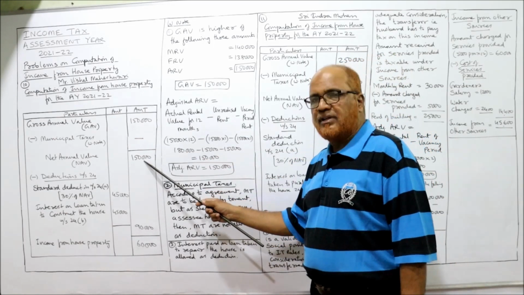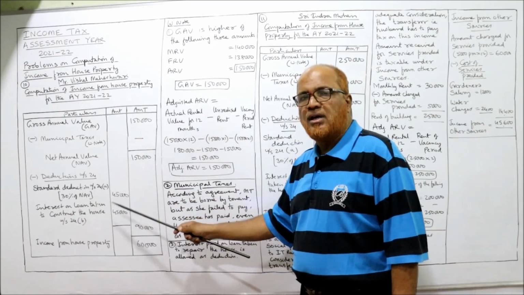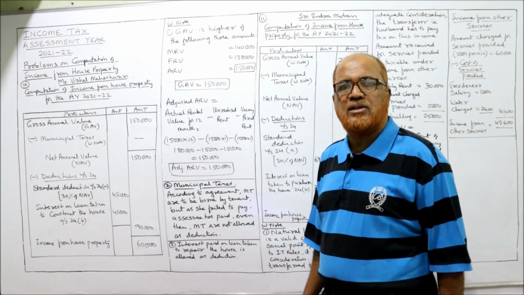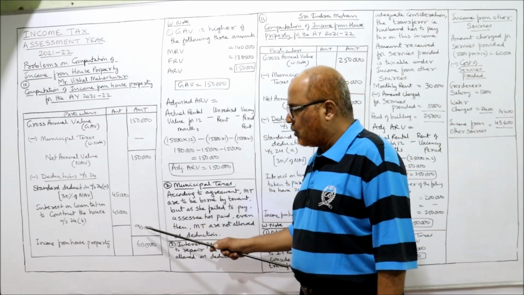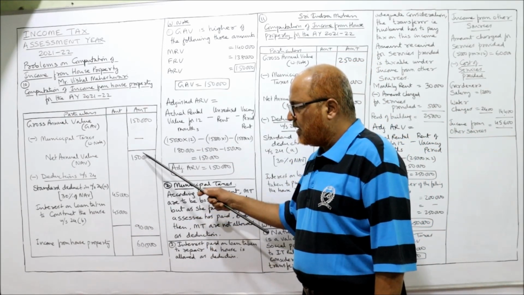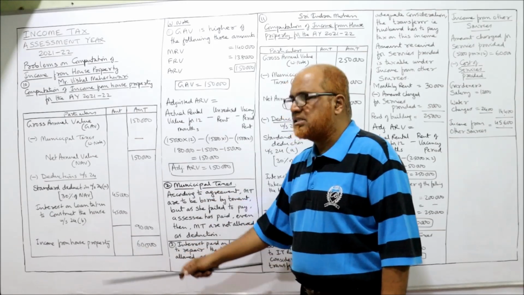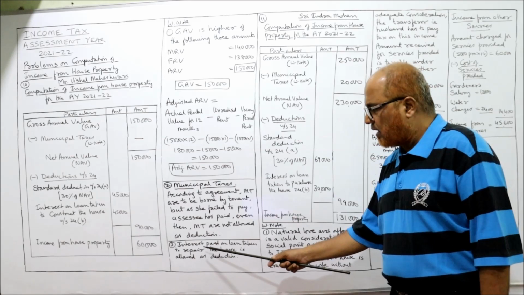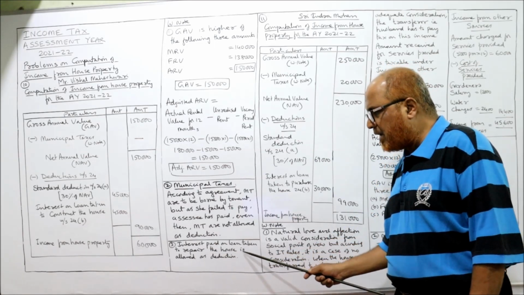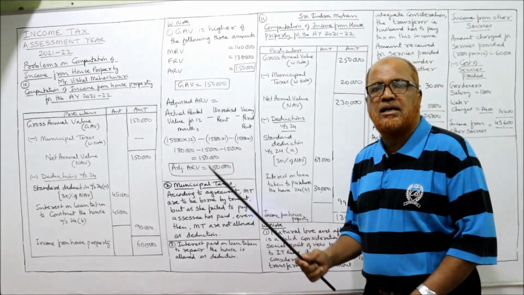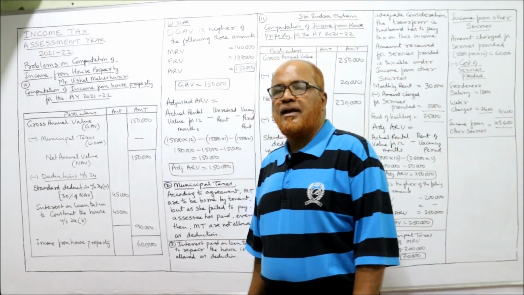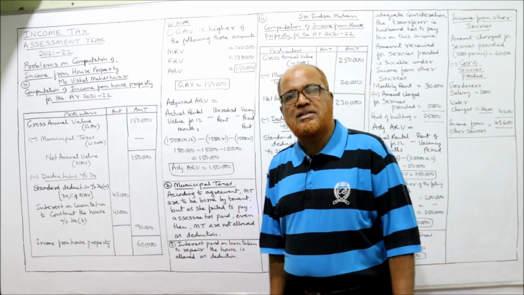Then NAV 1,50,000, 30% comes to 45,000. Interest on loan taken to repair the house is fully allowed as deduction, 45,000. So 45 plus 45, 90. Deduct: 150 minus 90, 60,000 is the income from house property. In the working note, you can write down that interest paid on loan taken to repair the house is also allowed as deduction. That's it. So I have explained all the points for problem number 10.